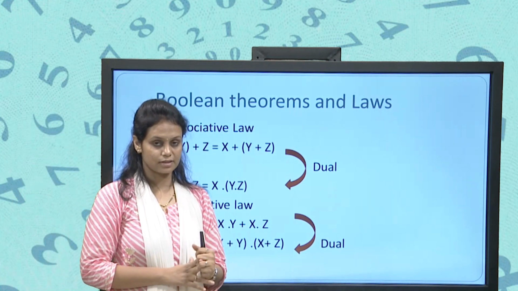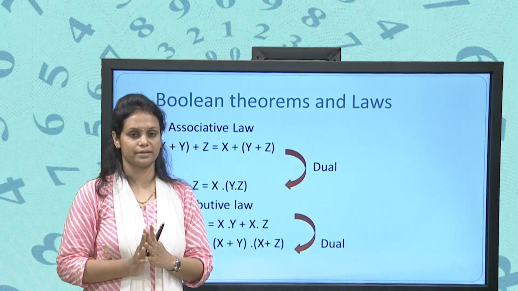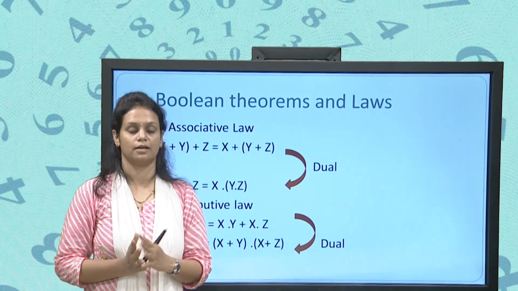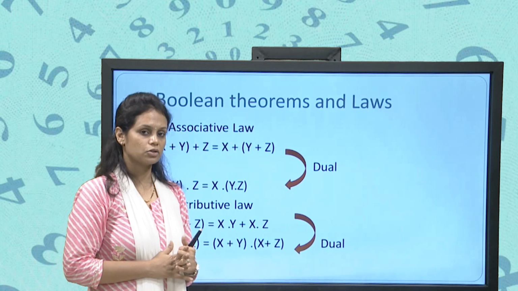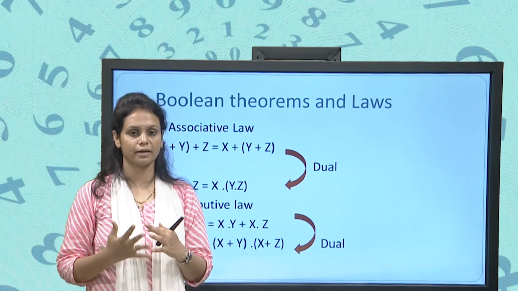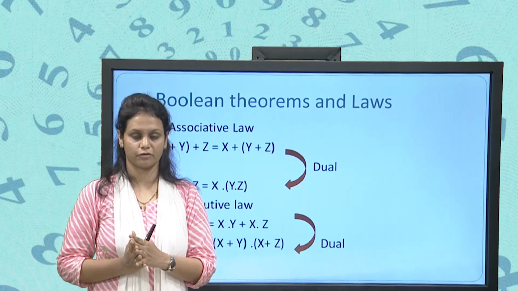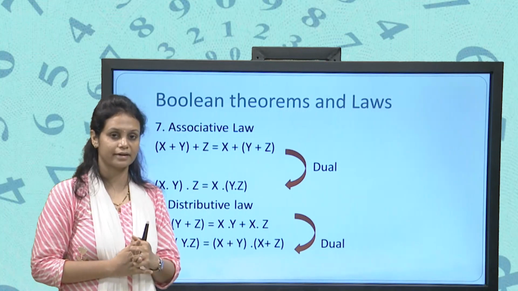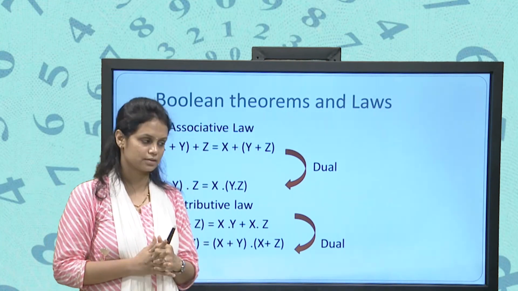What is the difference between the associative law and the commutative law? In the commutative law we check two elements: a plus b equal to b plus a, otherwise x plus y equal to y plus x, otherwise x dot y equal to y dot x. Fine. And in the associative law the participating elements are three: x plus y plus z, otherwise x dot y dot z. Okay. How will we write the dual? We will replace plus by dot, otherwise dot by plus, right.